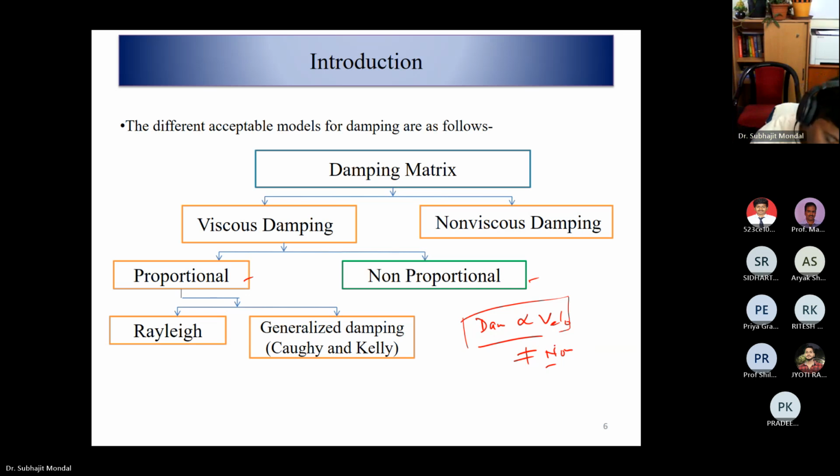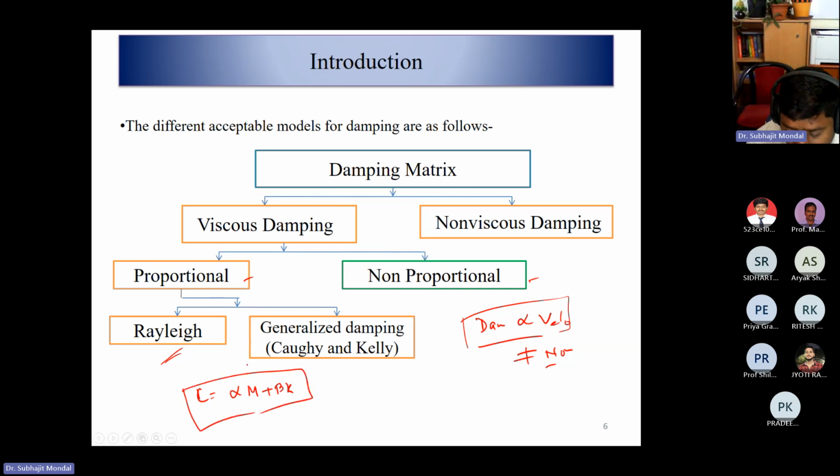Okay. Now again, in proportional damping, there are two types of modeling. One is Rayleigh damping. In Rayleigh damping, we normally write the damping in terms of alpha M plus beta K. So whatever phenomena are occurring for the damping, we normally associate the damping with the mass and the stiffness. Rayleigh proposed this damping almost 100 years back, nearly 1827 in that time.